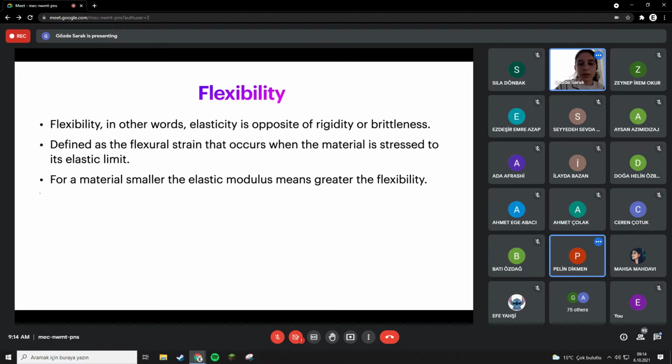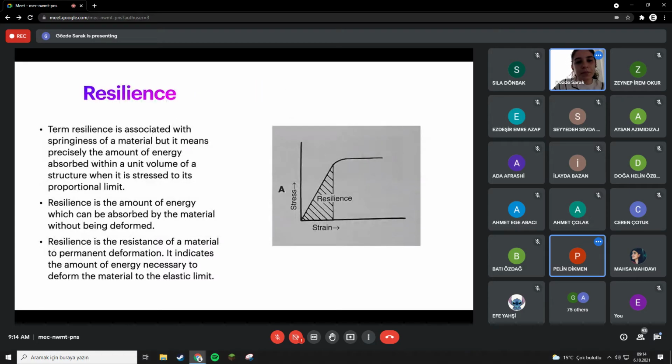Flexibility is the opposite of rigidity or brittleness. It is defined as the flexural strain that occurs when the material is stressed to its elastic limits. For a material, the smaller the elastic modulus, the greater the flexibility.